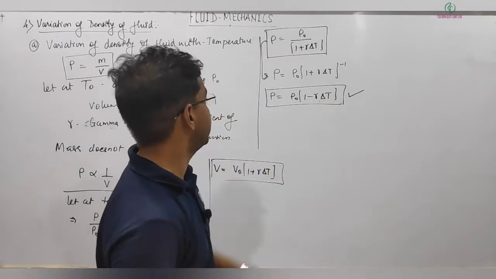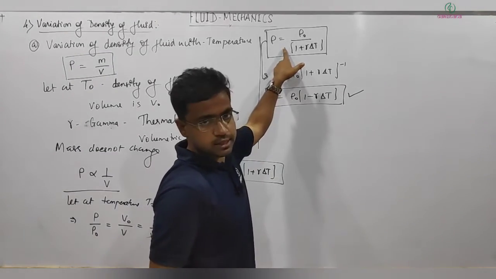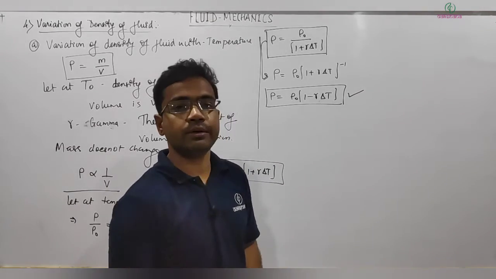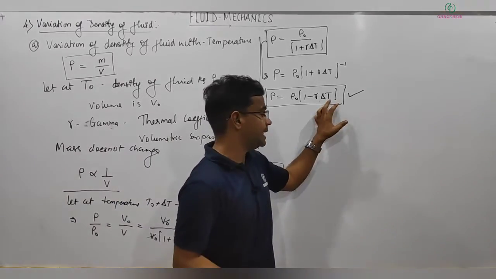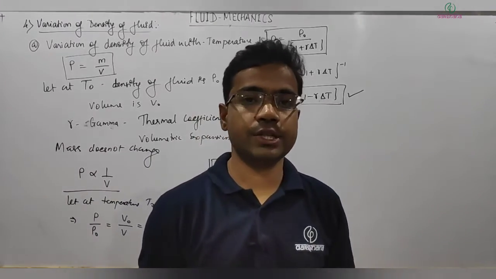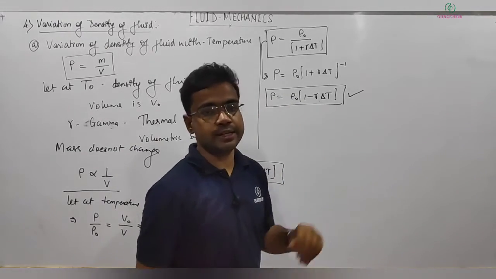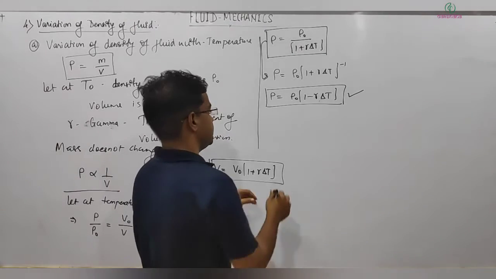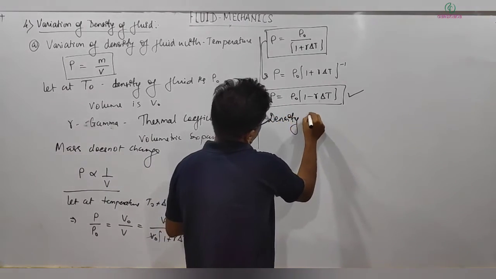Right, so that is how you should be clear. Remember this result and this result also. So this is how the density of a liquid changes with rise in temperature. If delta T is negative, that is if it is cooling down, then density will increase. So density decreases with rise in temperature, as volume increases, density decreases.